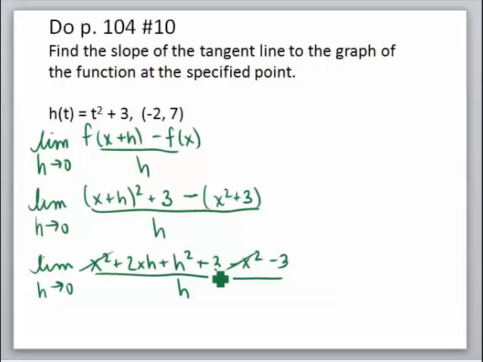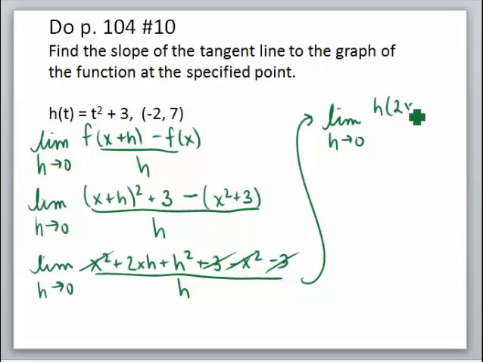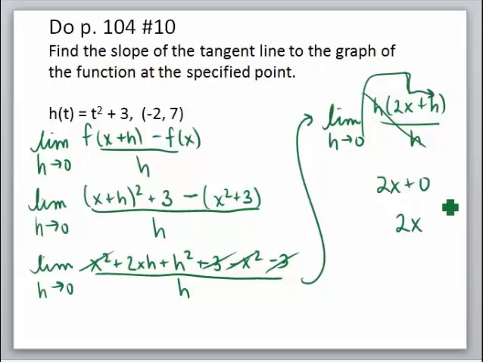Those cancel, the 3's cancel, and I'm left with the limit as h approaches 0. What I'm going to do is factor out an h here, and I get 2x plus h over h. That allows me to cancel the h on the bottom, which will now allow me to just use direct substitution to find my answer. So when I use direct substitution for h, I get 2x plus 0, and so my answer is 2x.